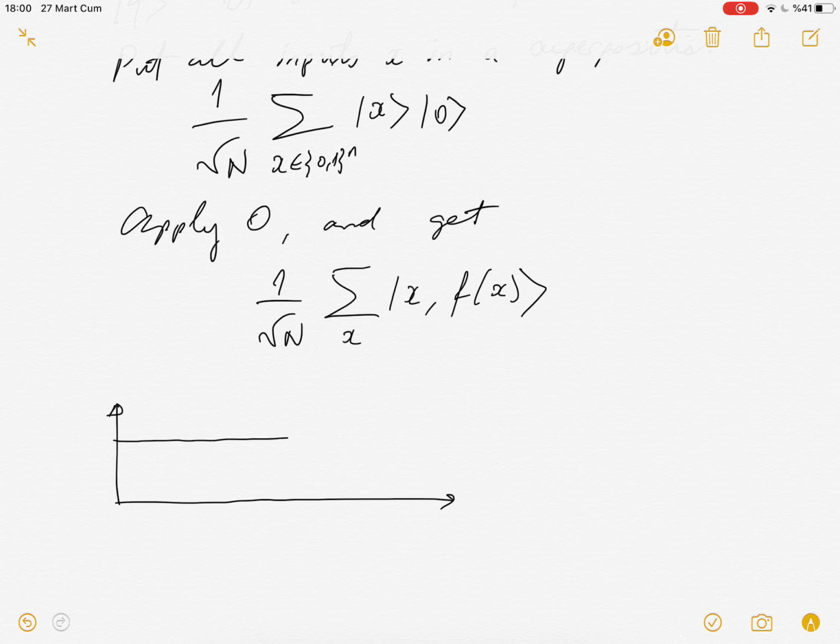Suppose that we have entries 0, 1, 2, up to n minus 1, since we have n many entries, each with amplitude 1 over square root n. This represents the amplitude, and this represents the basis state.